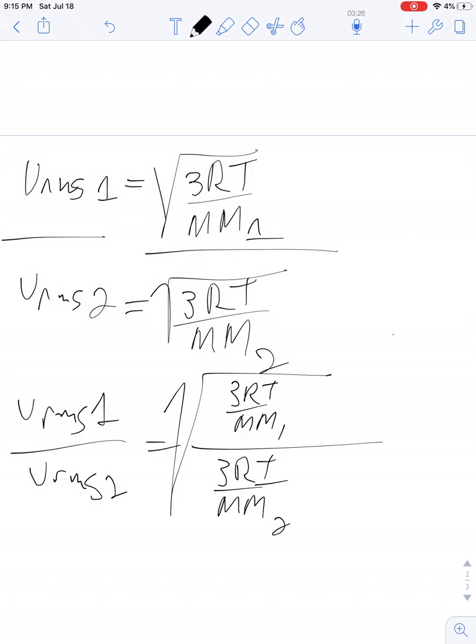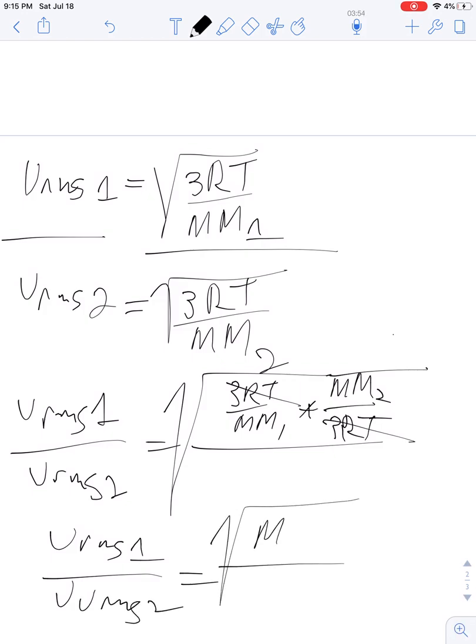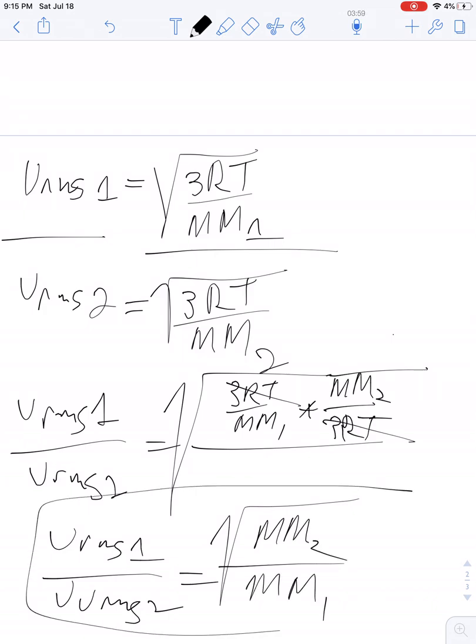Well, when you divide by a fraction, it's the same thing as multiplying by the inverse. So therefore, this would cancel and this would cancel, and this simplifies to the root mean square of gas 1 over the root mean square of gas 2 is equal to the square root of the molecular mass of gas 2 over the molecular mass of gas 1. This is the more commonly used form of Graham's law.